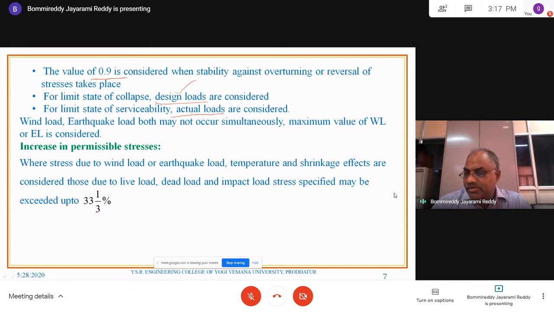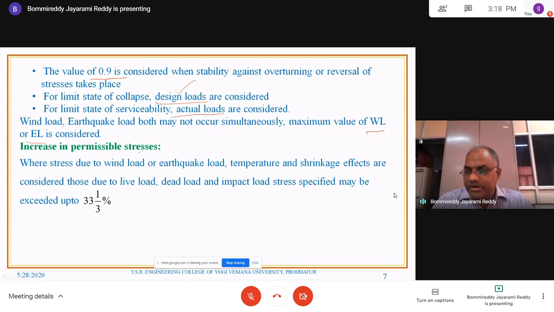Wind load and earthquake load both may not occur simultaneously. The maximum value of either wind load or earthquake load is considered. So both wind load and earthquake load may not occur simultaneously. That's why the chances of it are very rare and it is almost impossible. And the maximum value of either wind load or earthquake load is considered for computation of the loads.